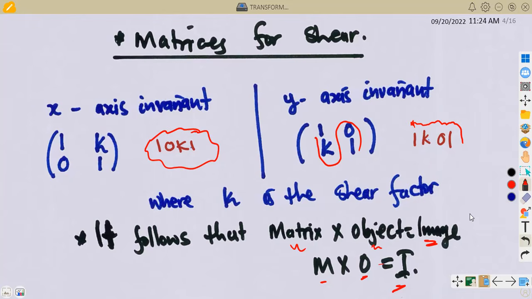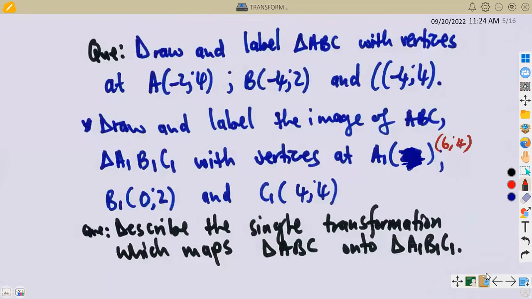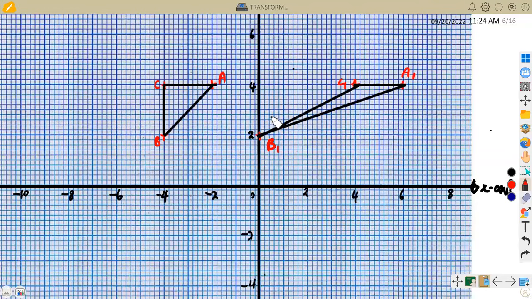Okay, so let us see the first example that we can be given. We are asked to draw and label triangle ABC with vertices A(-2, 4), B(-4, 2), and C(-4, 4). You're going to plot the coordinates of the object using a suitable scale. Here I already have this, that is ABC. This is the scale, 2 centimeters representing 2 units on both axes. So we've got our first triangle, which is ABC, and the second one, A1, B1, C1.